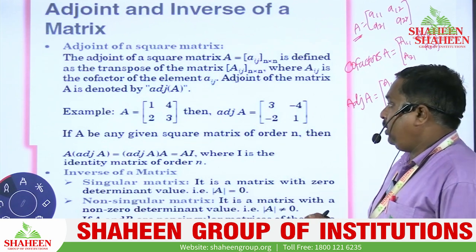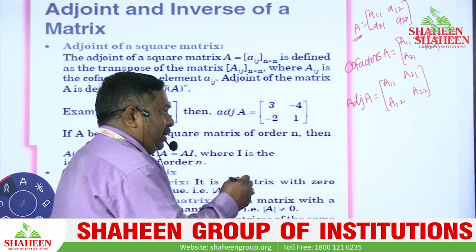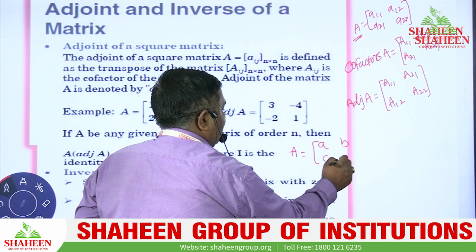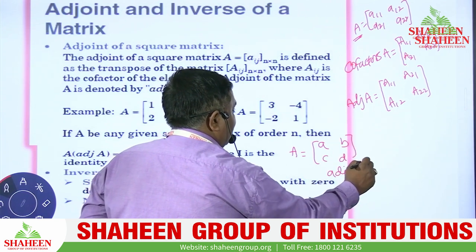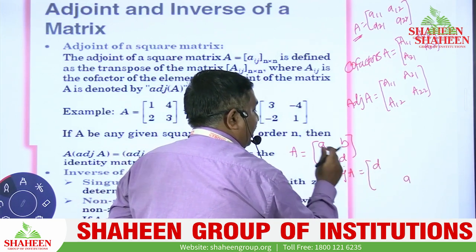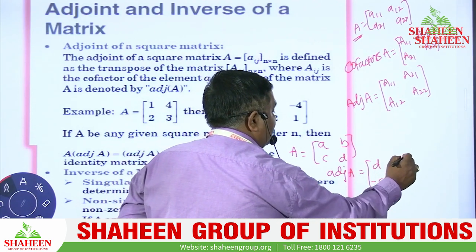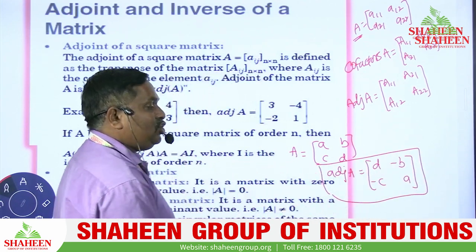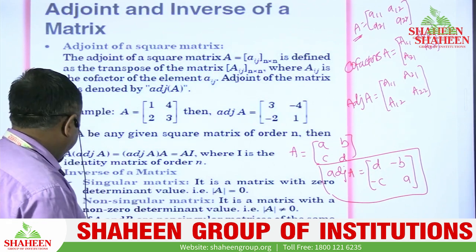Remember that if we have a square matrix A equal to [a, b; c, d], then the adjoint of this matrix is obtained by interchanging the diagonal elements a and d as d and a, and changing the sign of the non-diagonal elements. So directly in one step we can find the adjoint of the matrix A. I hope you understood, boys.